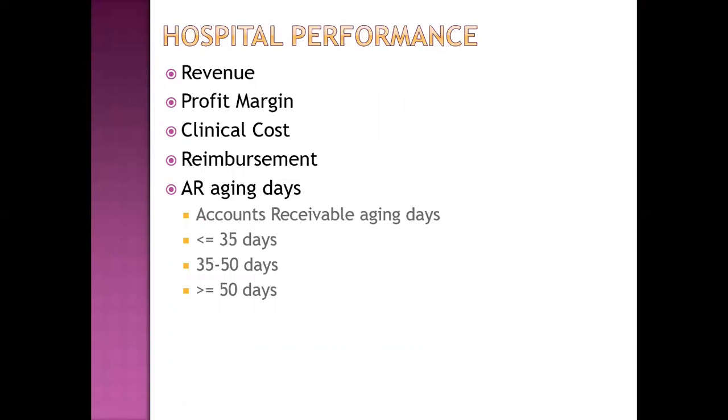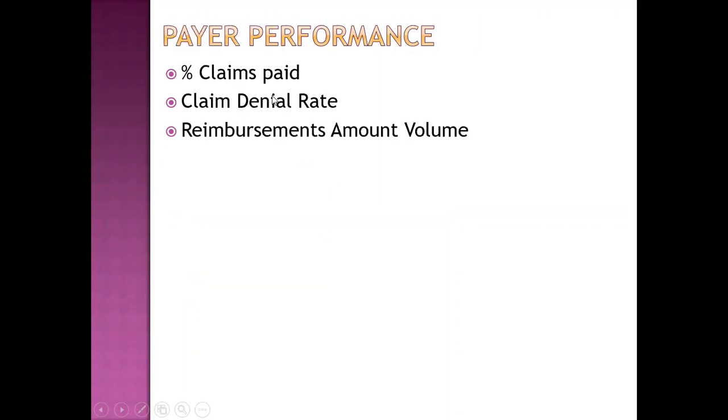Financial indicators for hospital performance include revenue generated, profit margin of the hospital, clinical cost, reimbursement, then AR aging days. These are accounts receivable aging days, accounts which are received within 35 days, from 35 to 50 days and more than 50 days. And if it is more than 50 days, it is not a good sign. Then payers performance, that is percentage of claims paid, claims denial rate, reimbursement amount, value. These are related to insurance.